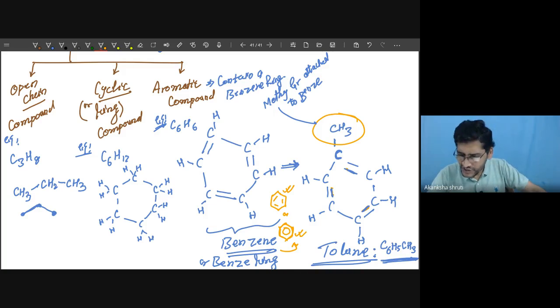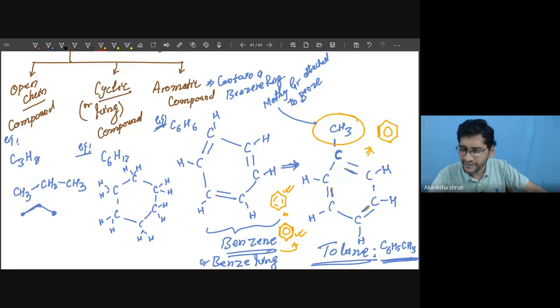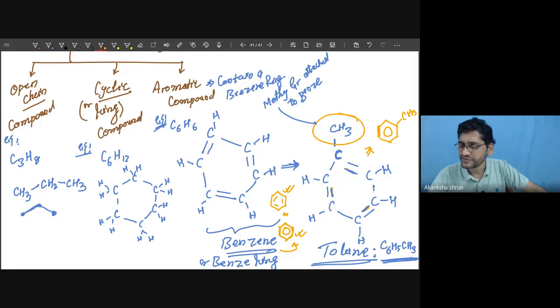So what will be the structure of toluene? In symbol form, the structure of toluene will be like this. You have to draw the hexagon, and at one of the positions, any position, because all the carbons are identical, you can put the CH3. So this is the structure of toluene.